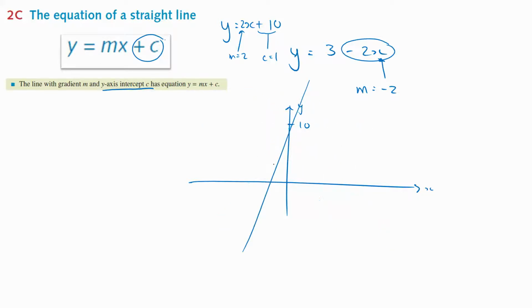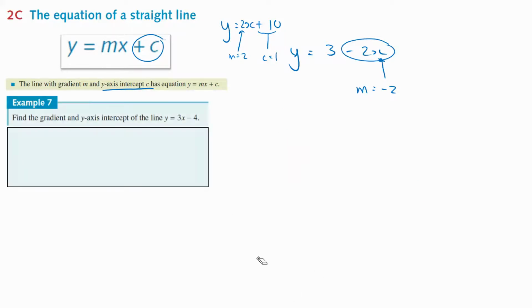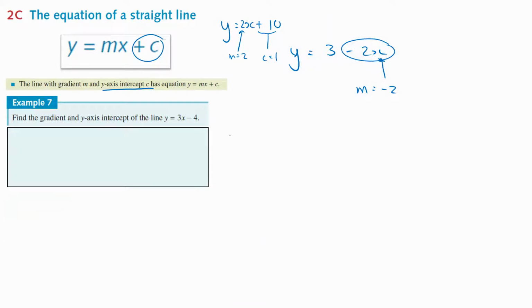Now, let's do some examples. Let's have a look at this one. It says, example 7, find the gradient and y-axis intercept of the line y equals 3x minus 4. The general equation for a straight line is y equals mx plus c. We said that any value multiplied to x is the gradient, and the leftover value is your y-intercept.